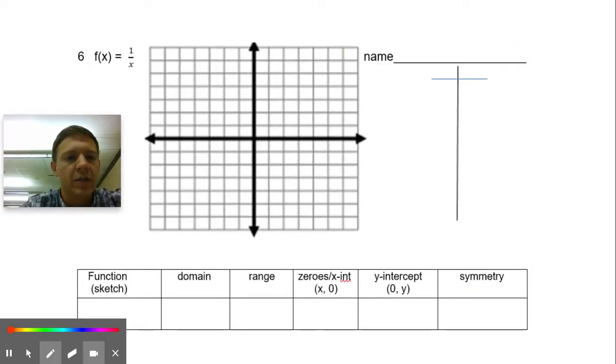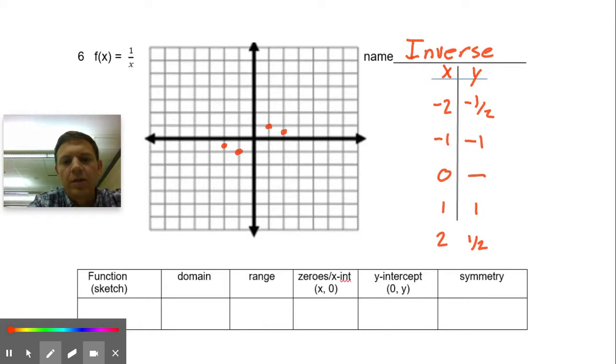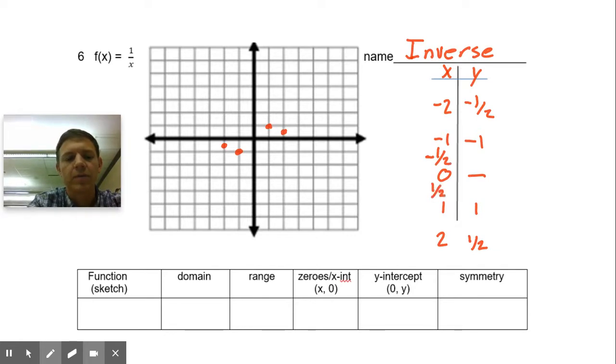All right, next, f(x) equals 1 over x. These have an interesting name. They're called inverse functions. Then I'll go ahead and plug in our usual x's and get out the following y's. And I get the points on the graph that look like that. And that's kind of hard to know what's going on. So I'm going to go ahead and plug in one more point. I'm going to plug in -1/2 and +1/2 into both of these as well.